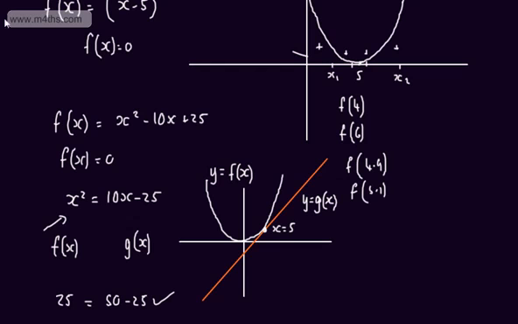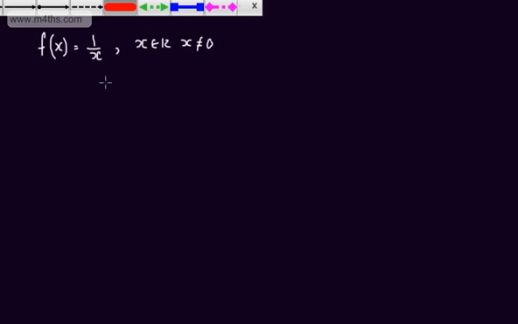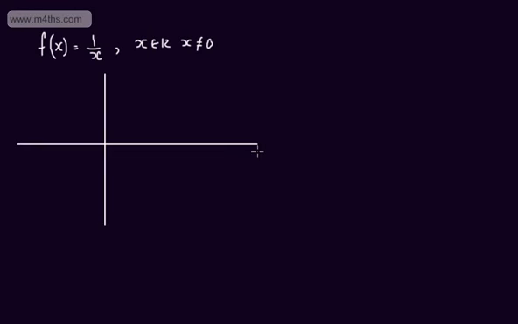Okay, let's look now at a function. Let's say y, so we've got, let's say, f of x. So f of x is equal to 1 over x, and we know for this particular function, the domain is x belongs to the reals, and we can't have x equal to 0. We can't divide by 0. So this is just the reciprocal function, y is equal to 1 over x. So we've seen this graph many times before. This is discontinuous.